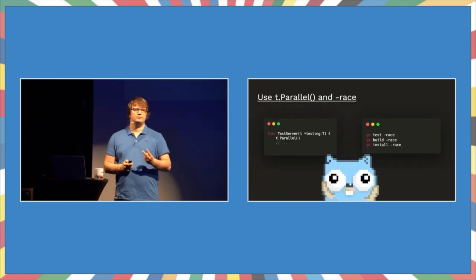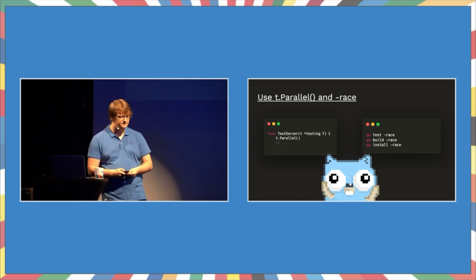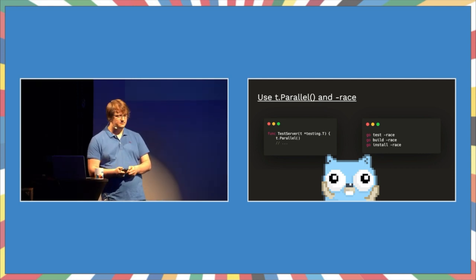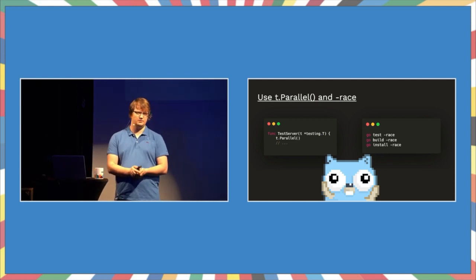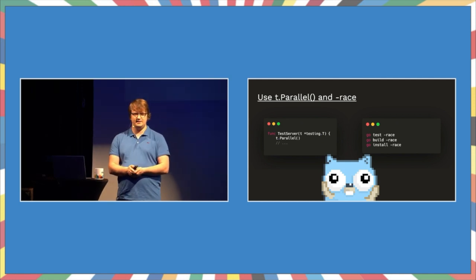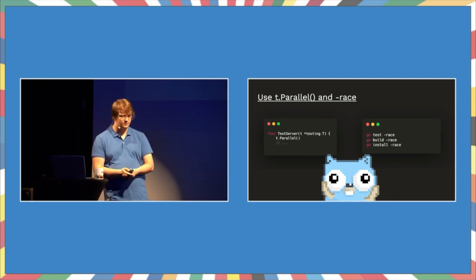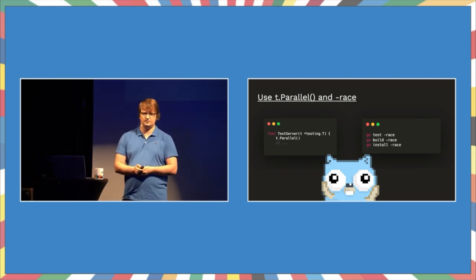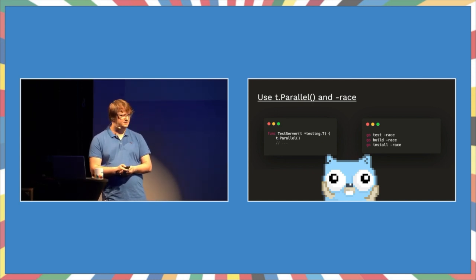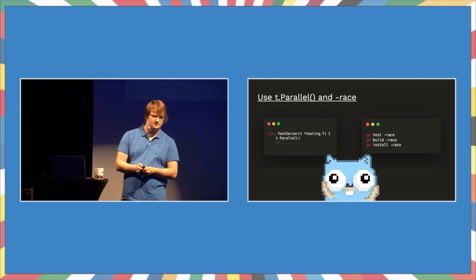There are two really nice features in Go that help you avoid data races. One is t.Parallel and -race. The t.Parallel makes your tests run in parallel. This means that any shared state in your code base will show up somehow. And of course, the race detector finds your data races, which is one of the best features, I think, in Go.